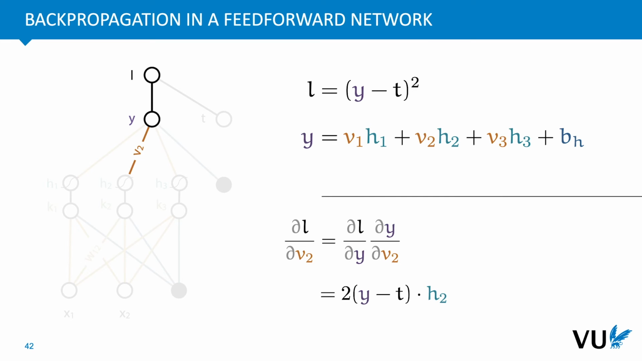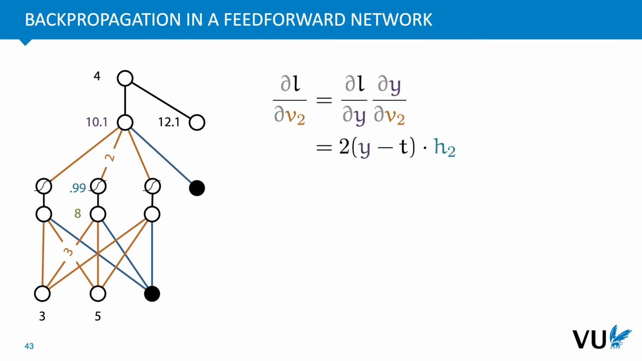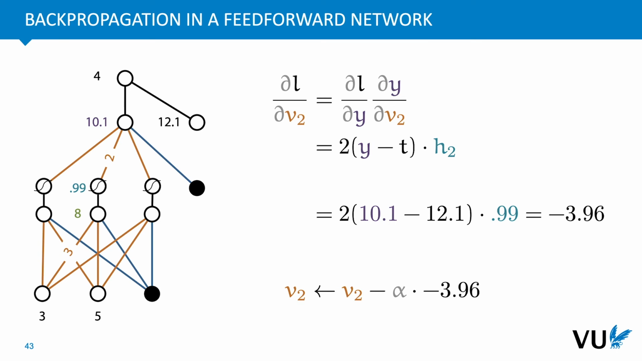The next step is to do the computation numerically. So we need a forward pass for the neural network. So let's add some arbitrary values and do a forward pass for those. And then the backward pass is just a question of filling in these intermediate values into the function we derived in the last slide, giving us a derivative of minus 3.96. So the gradient update step would look like this. We multiply this minus 3.96 by our learning rate alpha. We subtract it from our current value of v2 to give us our next value of v2.